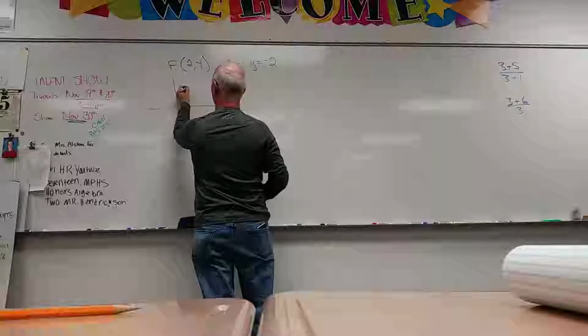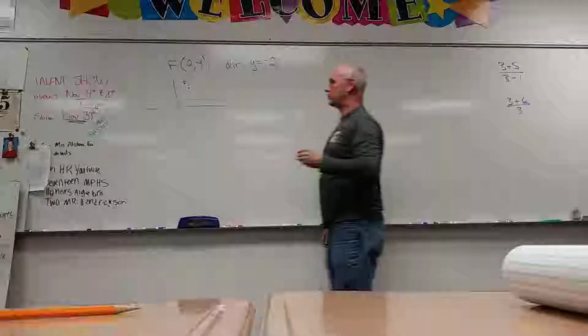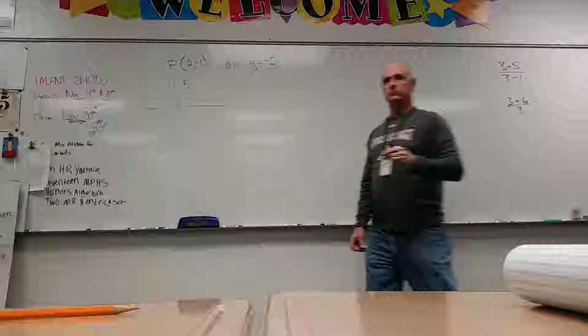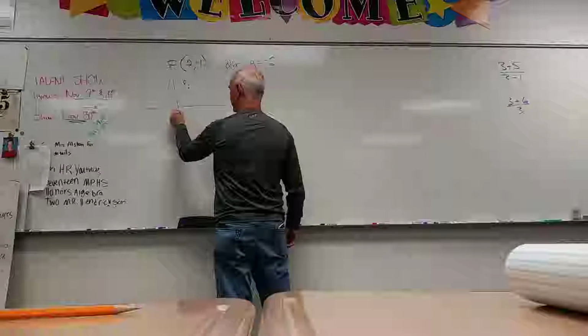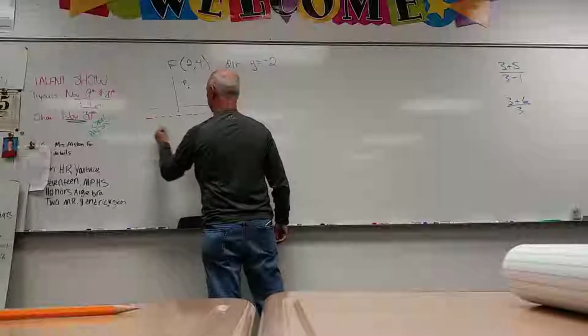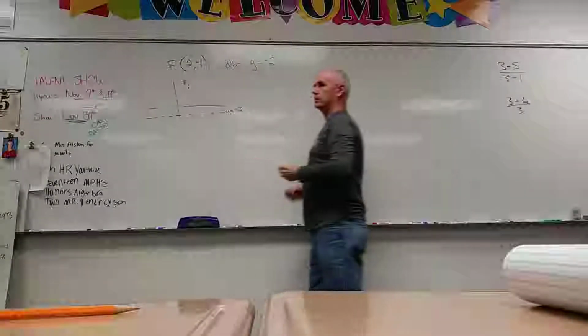Yes. So (2, 4) is up here. That's our focus. And the directrix is y equals -2. What does that look like? The horizontal line at -2. So there's -2, and there's our directrix. Wait, no. (2, -2).